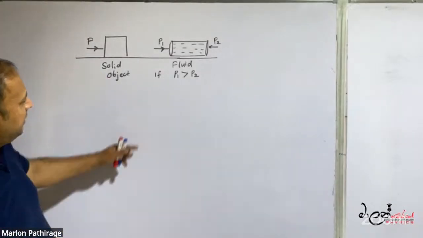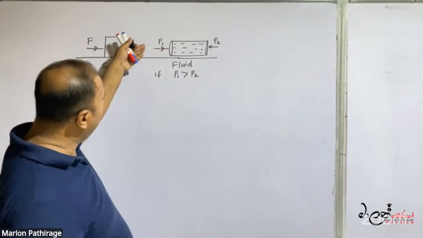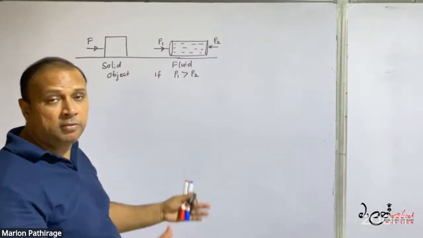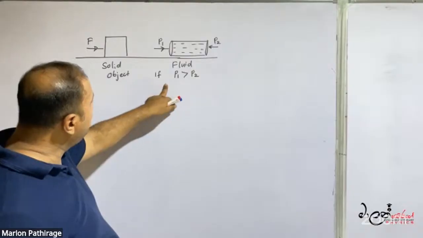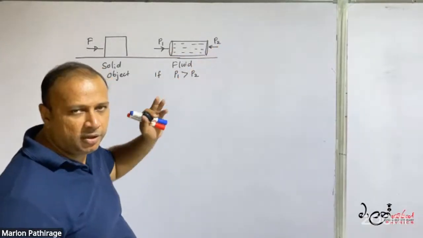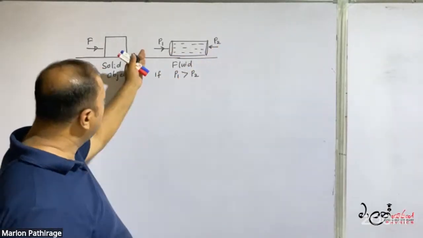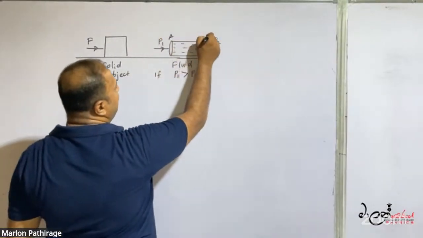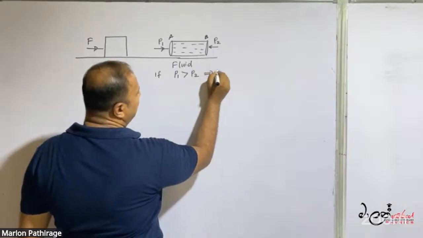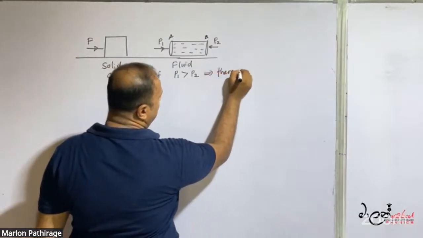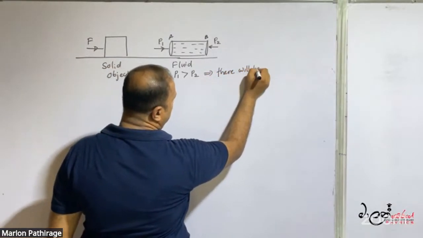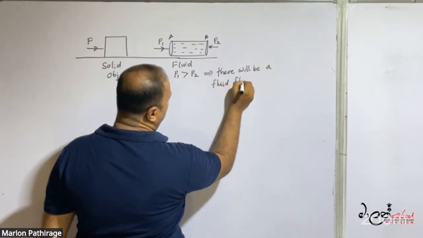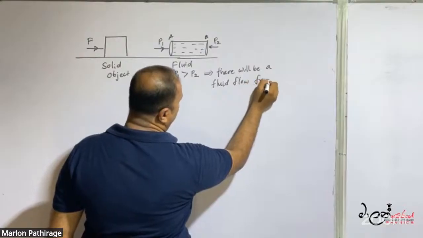If we consider the liquid, if we apply two unbalanced pressures on both sides, and if P1 is higher than P2, there will be a fluid flow from this side to this side. So this side is A, this side is B, then there will be a fluid flow from A to B.